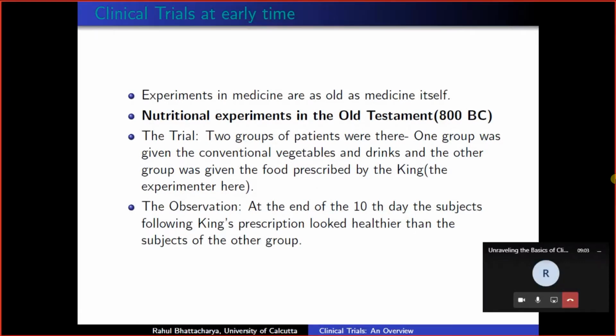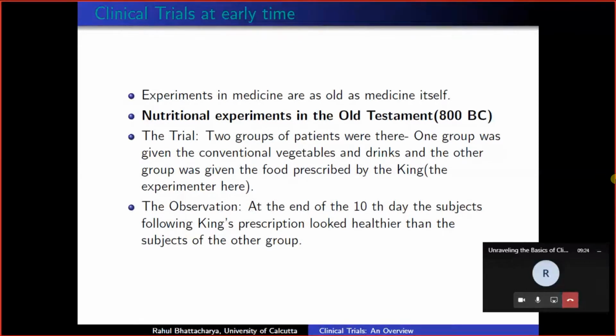So one was the conventional vegetables and drinks, and the other was some food prescribed by the king. And at the 10th day, you find that the king's prescription is promising to keep people healthy. So it was one example of clinical trial. It was a very early trial, at least reported.